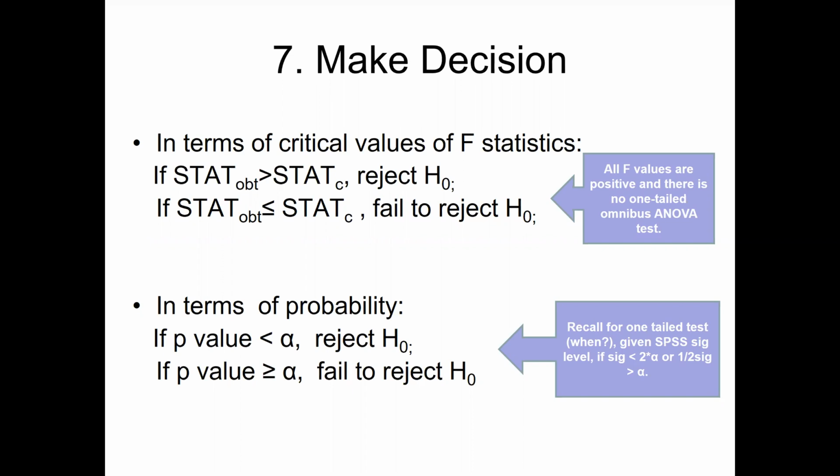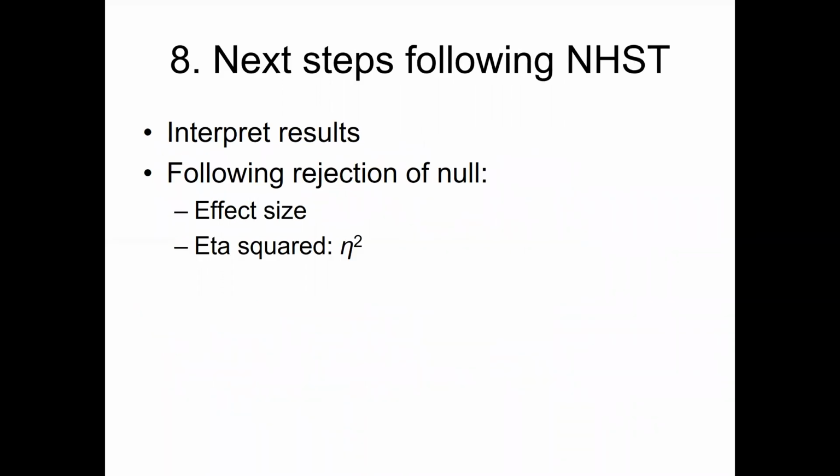Ignore this recall because there is no such thing as a one-tailed test in ANOVA. That's more of a general thing that includes t-tests. So the bottom recall for one-tailed test, you can just ignore in here. After the null hypothesis significance test decision has been made, you interpret results.